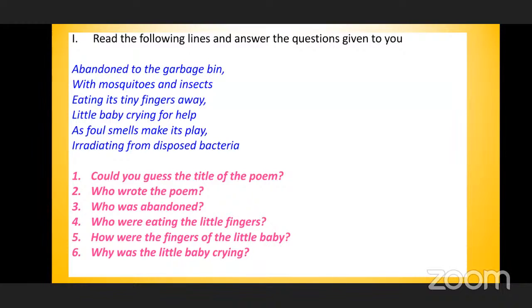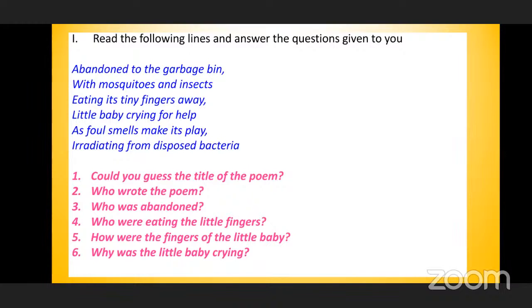So could you guess the title of the poem? What is the title of the poem? The title of the poem is Abandon. One line. Of course, sometimes if a known poem comes, you will directly write who wrote the poem. Sometimes the poet's name will be there in the text. You will be thinking, oh, where is the writer's name, where is the writer's name. So sometimes you should apply your common sense also.